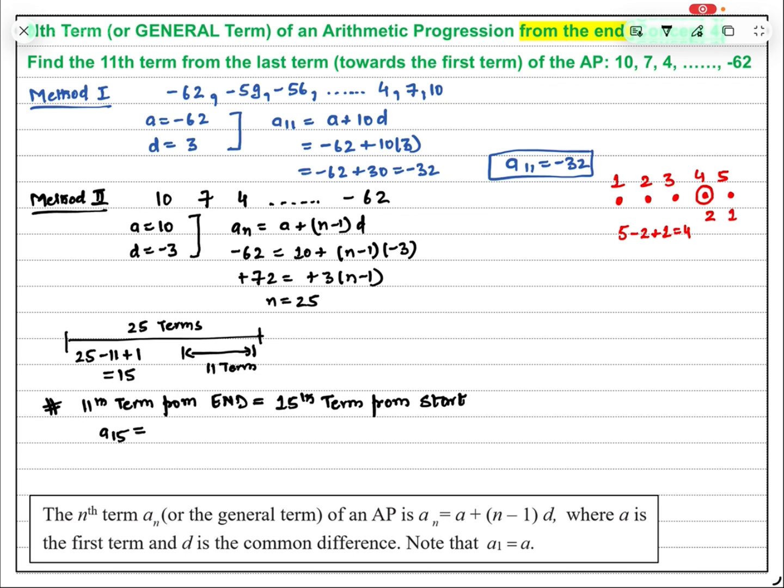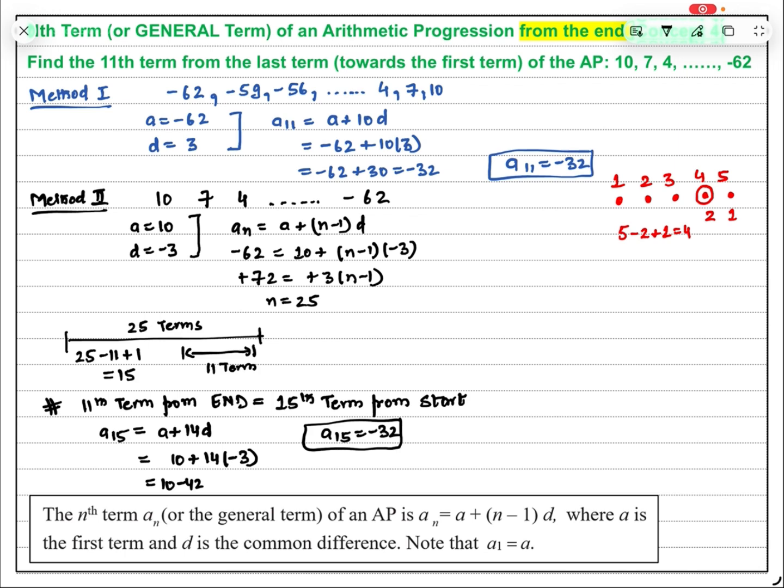We have to find the 15th term, which is a plus 14d. A in this case would be 10, and you are talking about 14 into minus 3, so it is 10 minus 42. So A15 becomes equal to minus 32. So from both the cases, what we get as the final answer is minus 32, the number which is the 15th term from the starting or the 11th term from the ending.